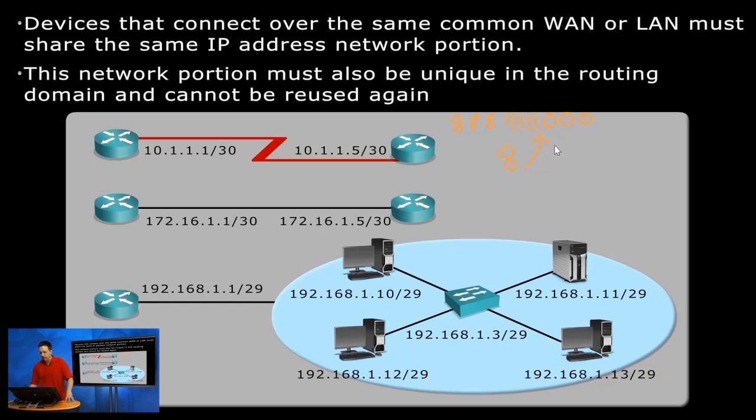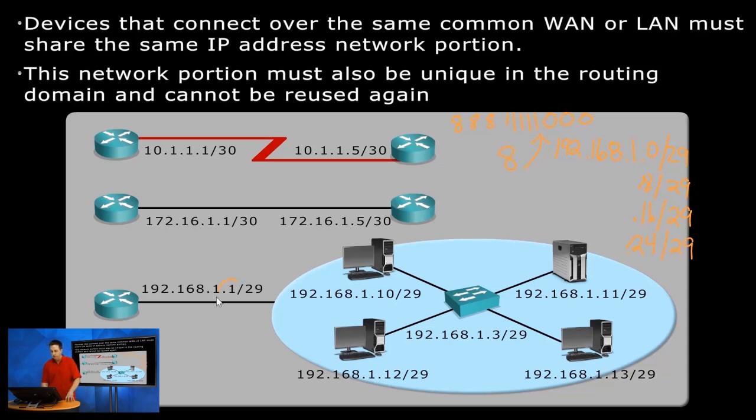So my first subnet, we have 192.168.1.0/29. And then we have .8/29. And then we have .16/29. And then we have .24/29. All right, so we're just counting by 8 in the 4th octet. So now we can start comparing here.